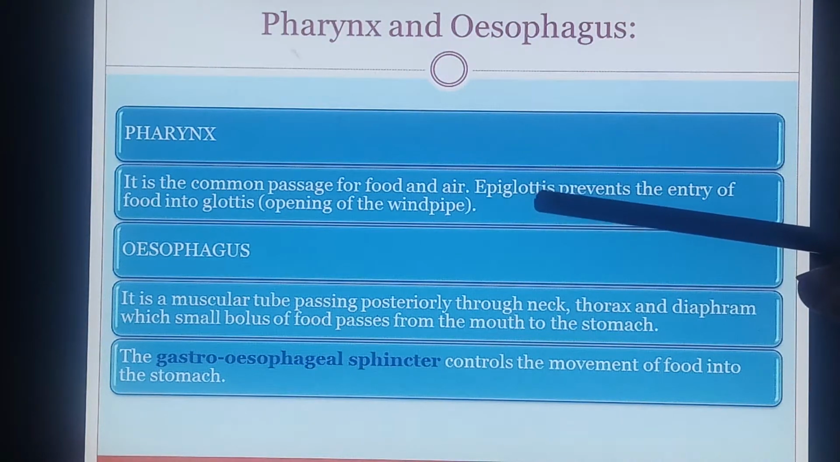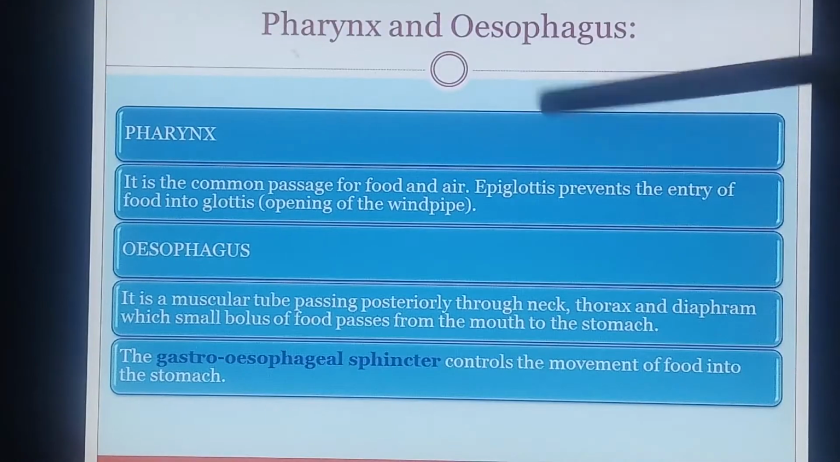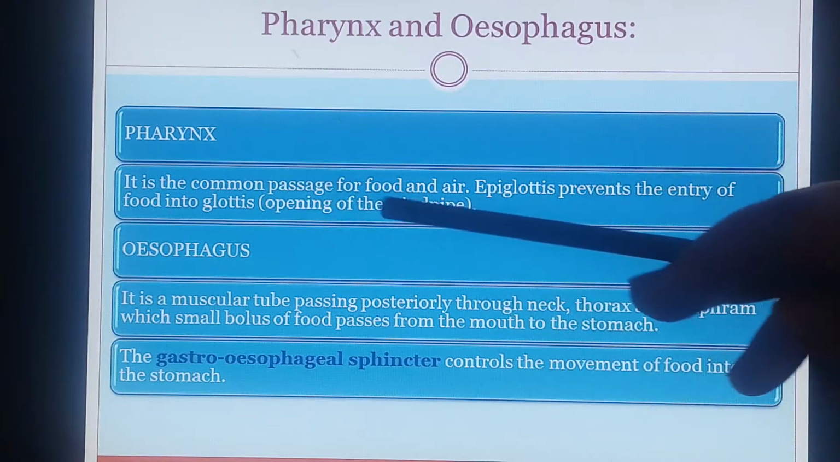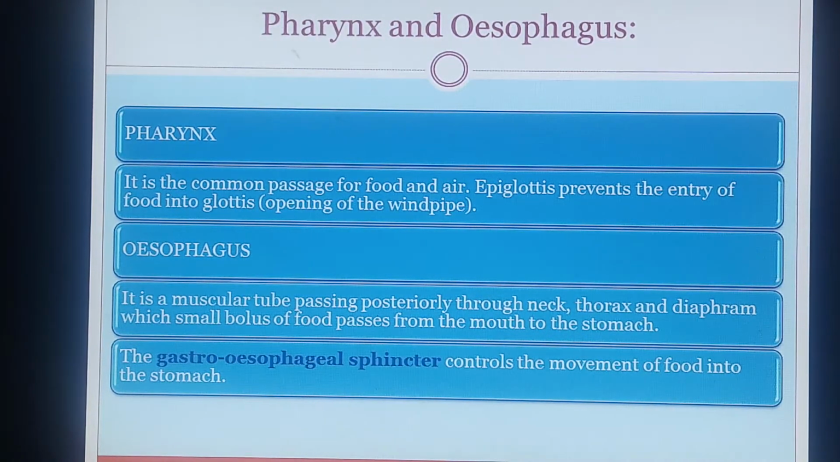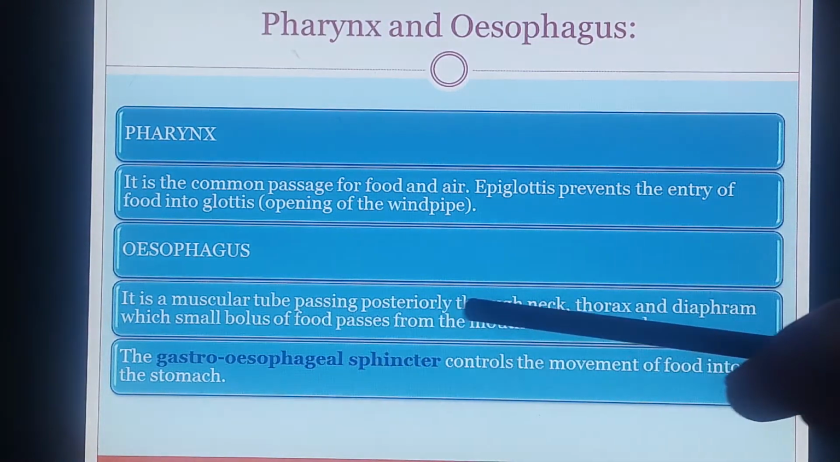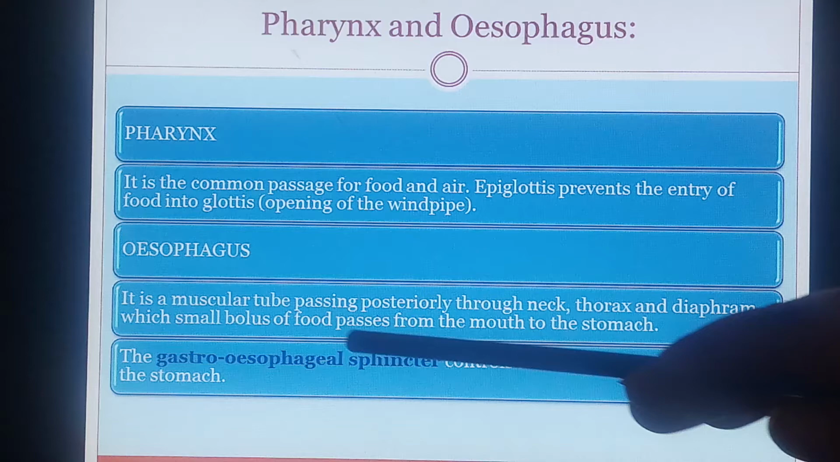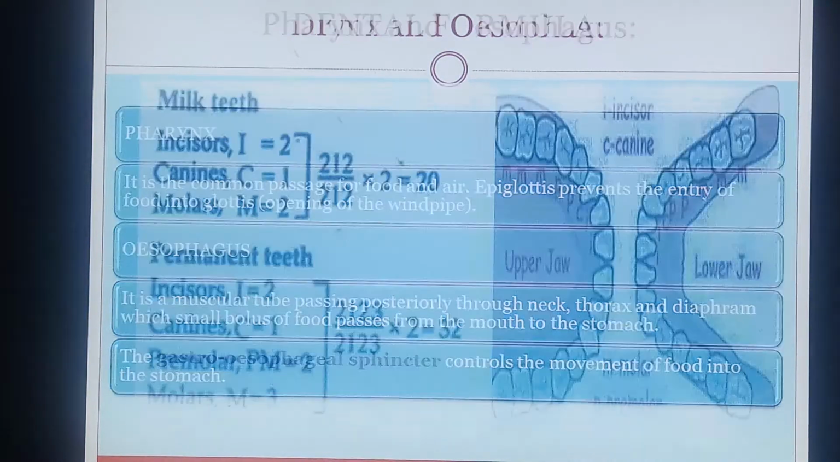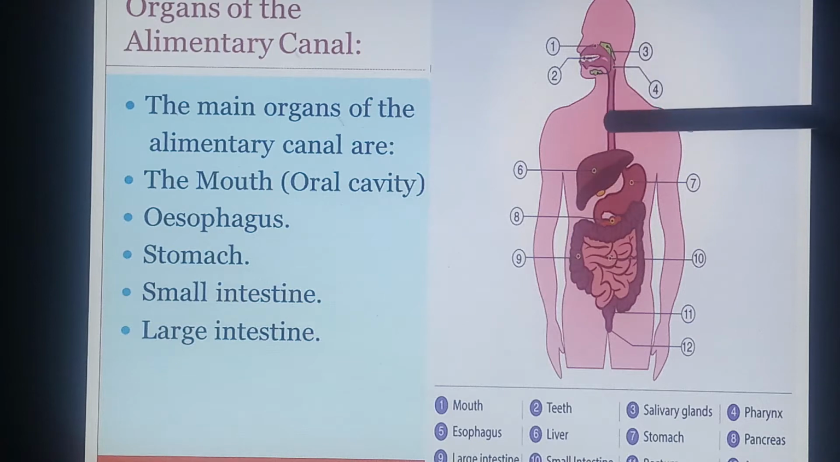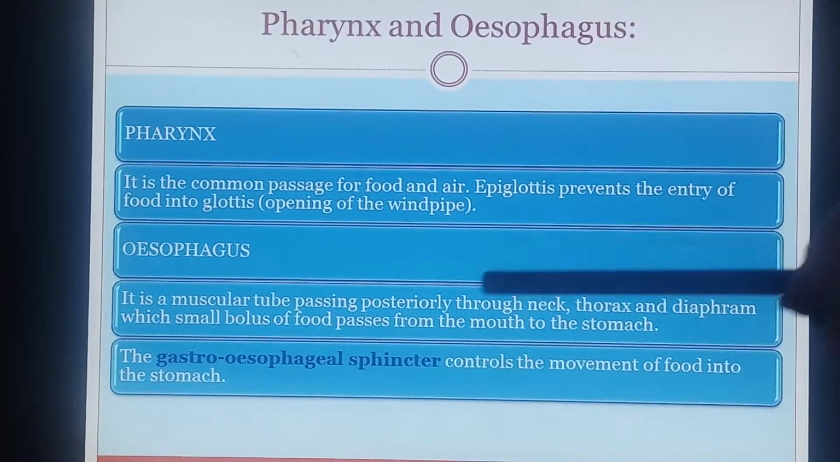You can say the epiglottis is like a door which will close the glottis when we are taking in food. That means the epiglottis closes the door of the windpipe, that is the glottis, when we are taking in food. Next is the esophagus. The esophagus is a muscular tube passing posteriorly through the neck, thorax, and the diaphragm, through which a small bolus of food passes from the mouth to the stomach. You can see that this is the food pipe or the esophagus, and it is carrying the bolus. हम पढ़ेंगे ये term when we will discuss the mechanism of digestion of food. तो ये हमारा हो गया, that is the esophagus.